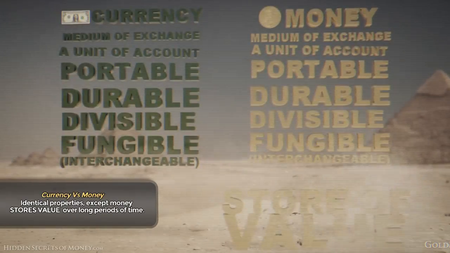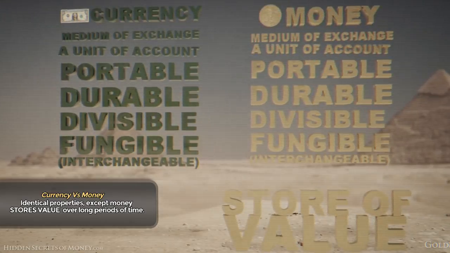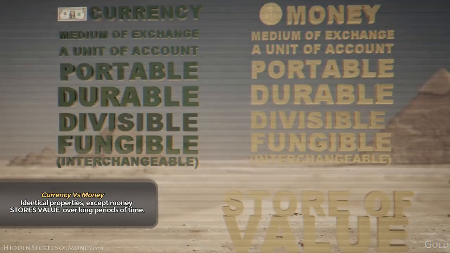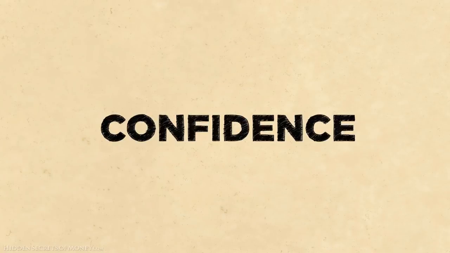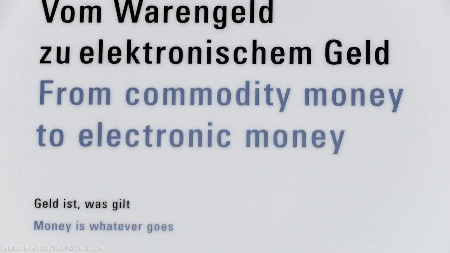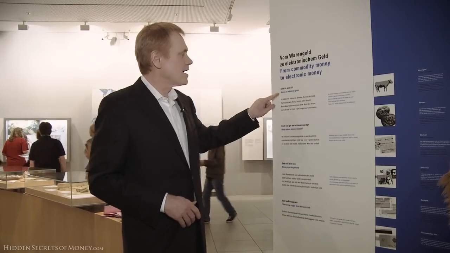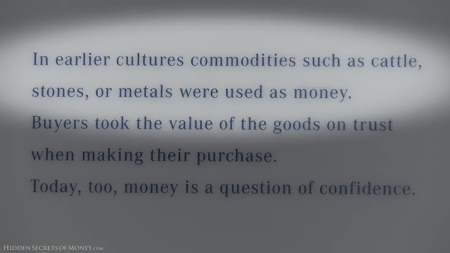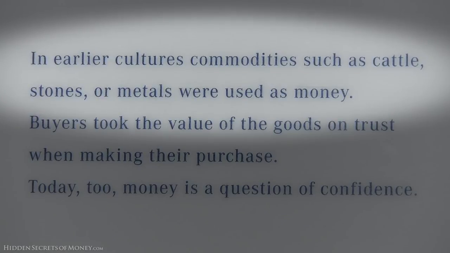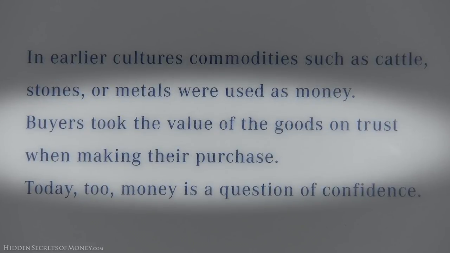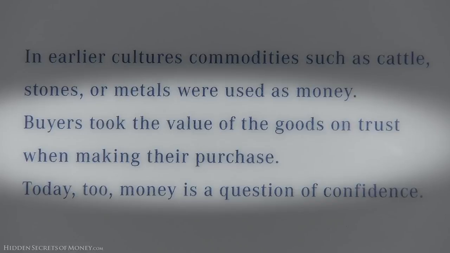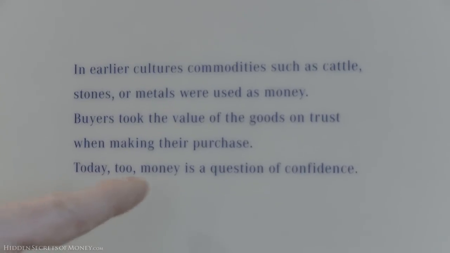But 2,600 years after its emergence, people still confuse money with currency, even the so-called experts. So they've got here some of the things about what money is. The first example here is money is whatever goes. So, in earlier cultures, commodities such as cattle, stones, or metals were used as money. Buyers took the value of the goods on trust when making their purchase. Today, too, money is a question of confidence.